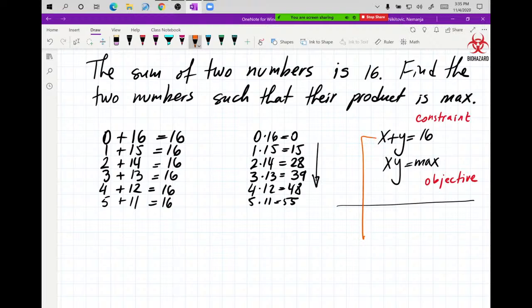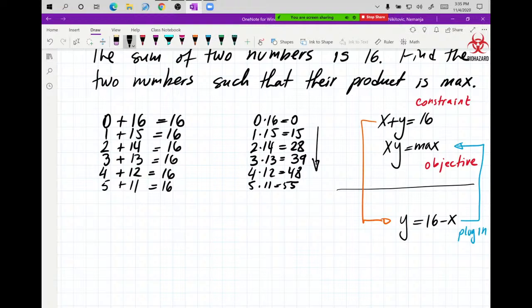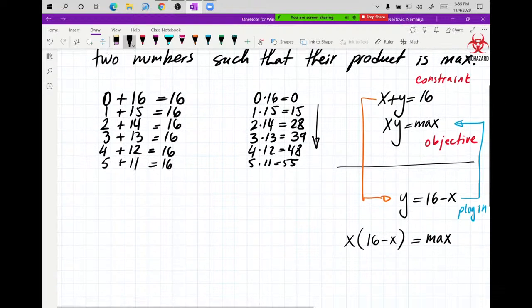Step number 1, solve for any of the variables from your constraint up there. So y equals 16 minus x. You can solve for x if you want to, right? So that's that. And then plug in, which will eliminate the variable y. See, x times (16 minus x) equals max. So now you have an equation which is your objective equation, but your objective equation doesn't contain any y anymore.